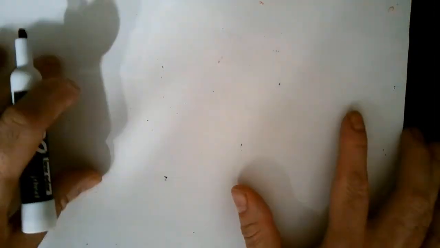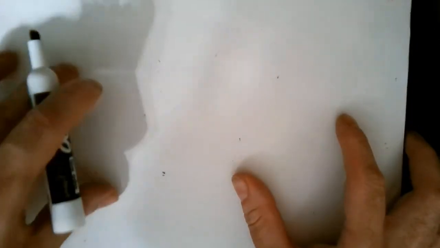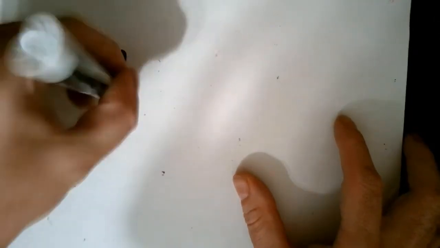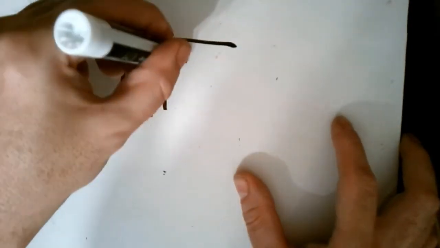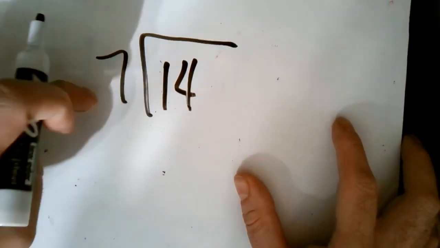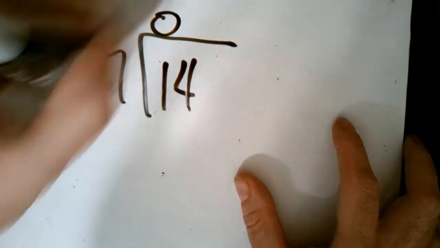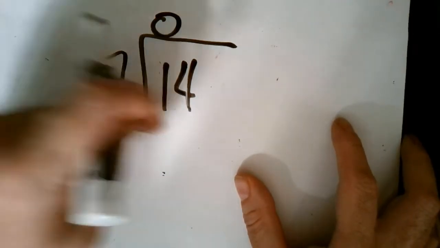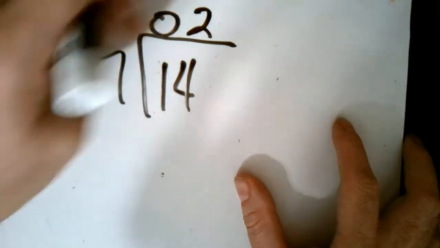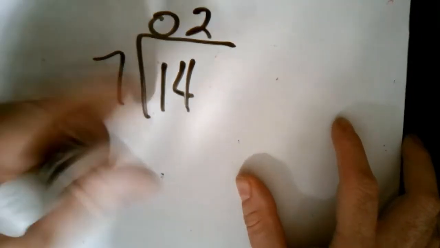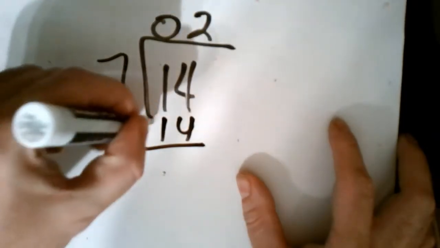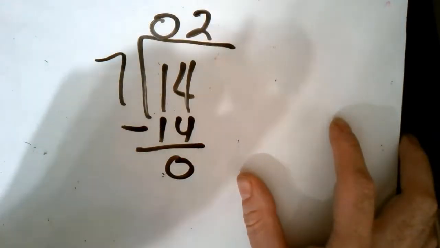All right, I'm back. Let's go over a couple quick division problems. This was stuff we're struggling with. We got to build on that. So I have 7 into, let's start simple, 14. 7 can't go into 1. Okay? 7 can go into 14 twice. 2 times 7 is 14. Subtract, I get a 0.